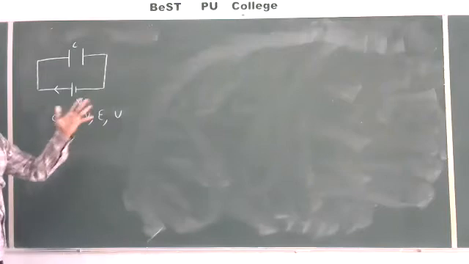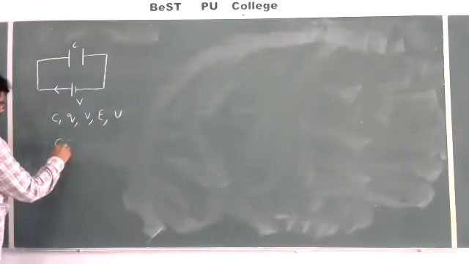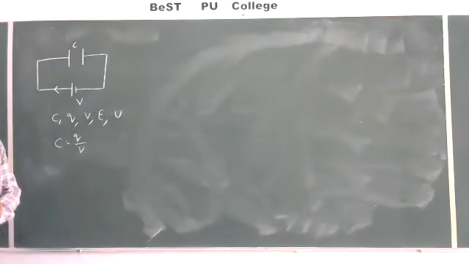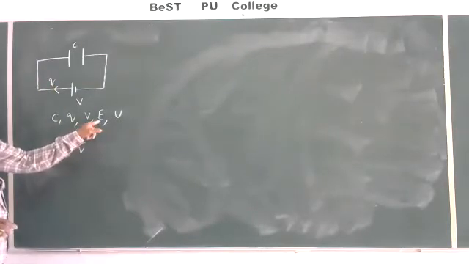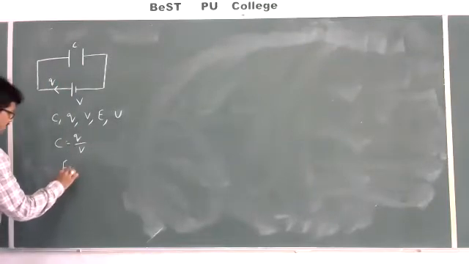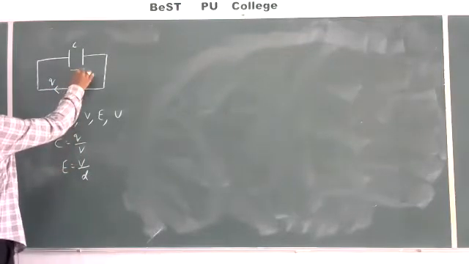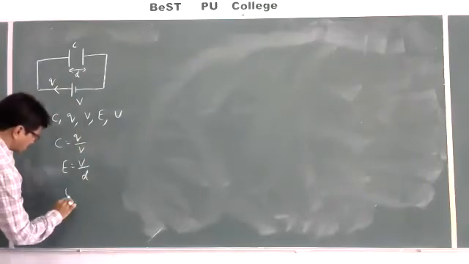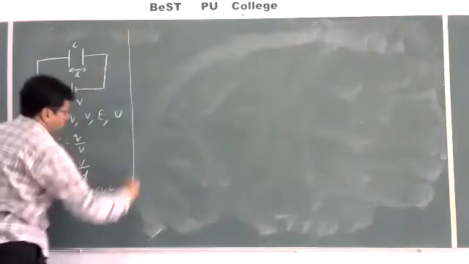Generally, what are the formulas we'll use? C is equal to Q by V, we can make use of. E, the electric field between the plates, E is equal to V by D, if D is the distance between the two plates. What is the formula for energy stored? Half CV square. This is common. This is okay.